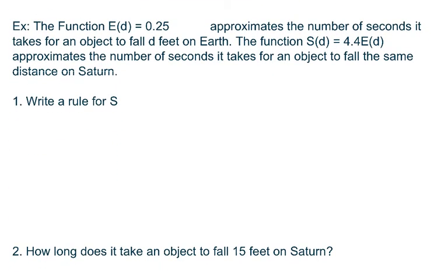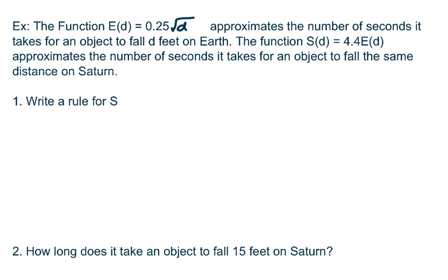The function e of d is equal to 0.25, and I forgot to add this when I formatted this. E of d is equal to 0.25 times the square root of d, approximates the number of seconds it takes for an object to fall d feet on Earth. The function s of d is equal to 4.4 times e of d, approximates the number of seconds it takes for an object to fall the same distance on Saturn. Question number 1, write a rule for s.